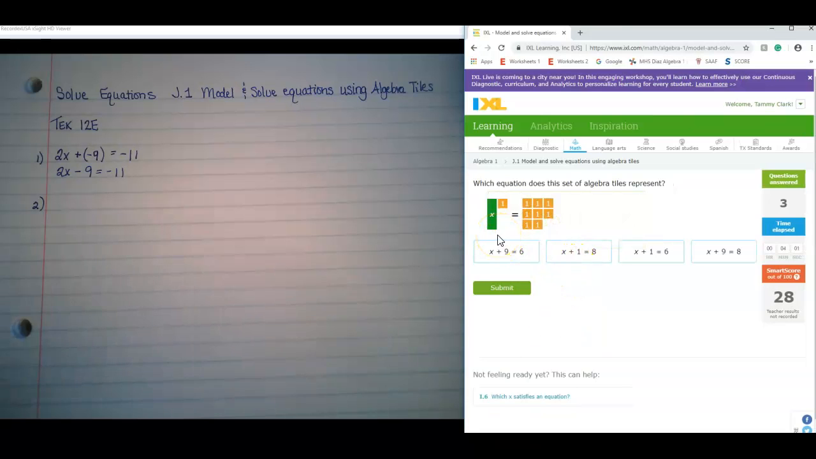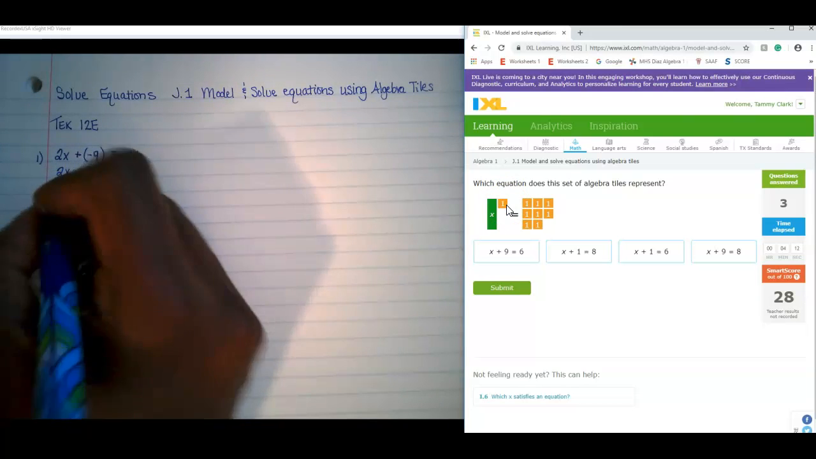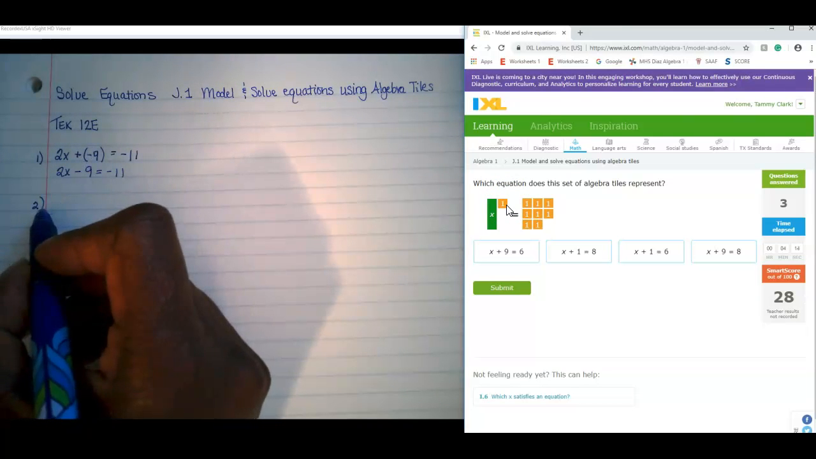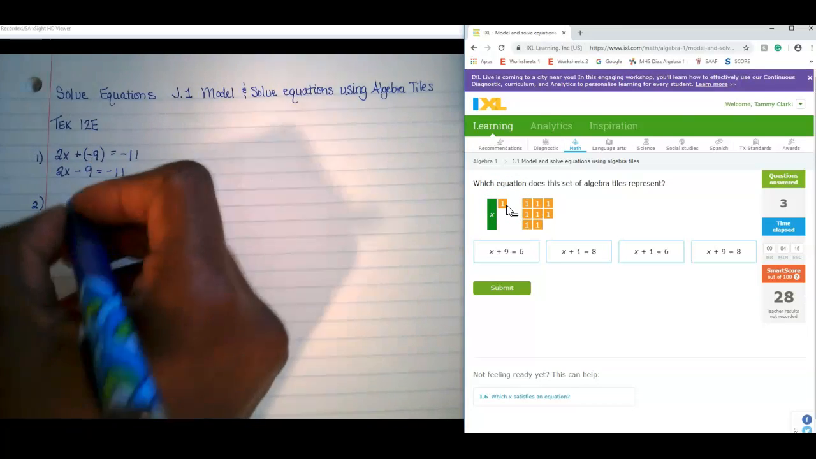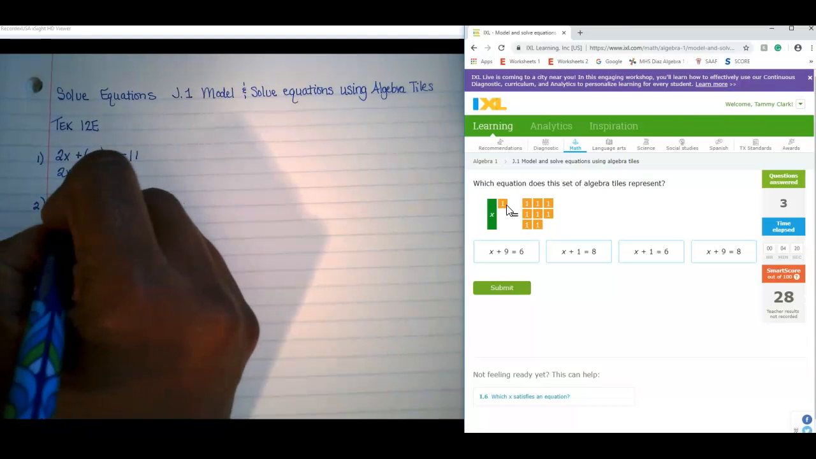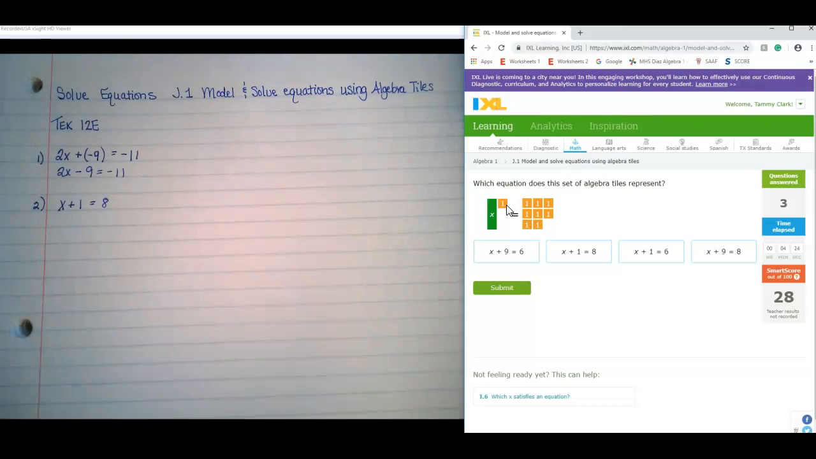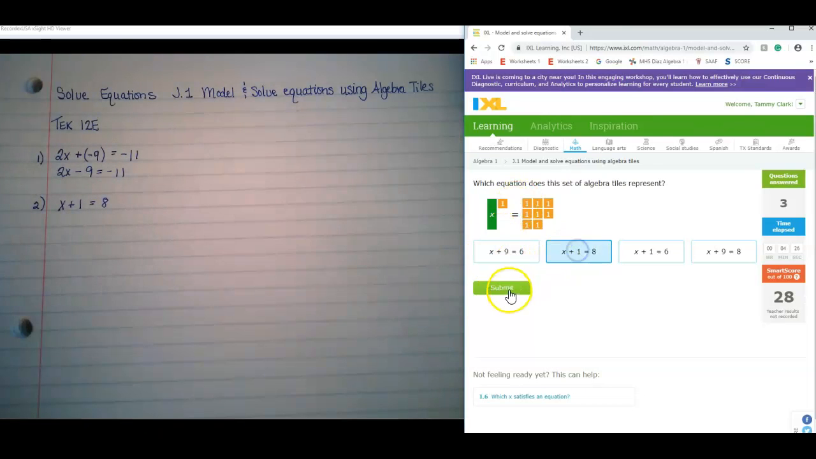Which equation does this set of algebra tiles represent? We have 1x plus 1, so we're going to say this is question 2, but it's really question 4, isn't it? So x plus 1 equals 8. And let's find our answer. That would be this.